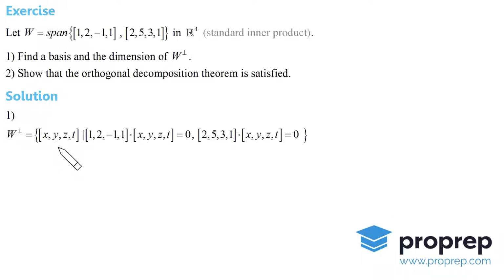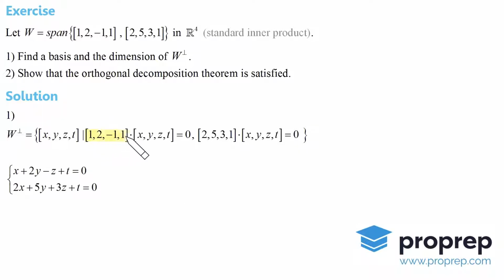W perp is the set of all x, y, z, t such that something and something. This says that it's perpendicular to this vector because the inner product, the dot product, equals 0. That's the condition. And to be perpendicular to this one means the dot product with this, which is the inner product, is 0 also.